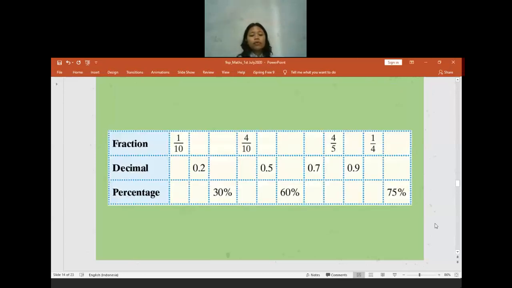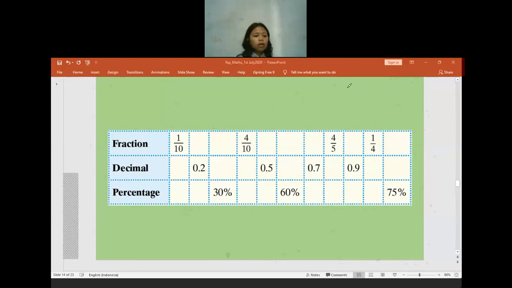If no one is confused, is there anyone who wants to help me answer this question? It's on your textbook, page 33. Yes, what is the decimal of 1 per 10?